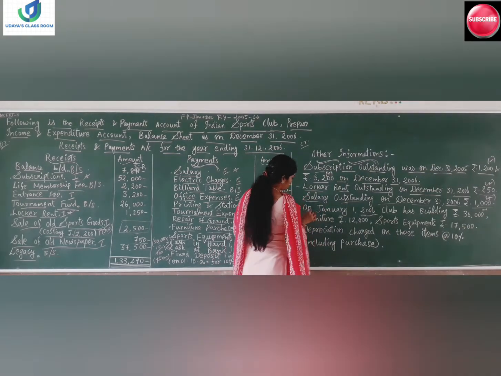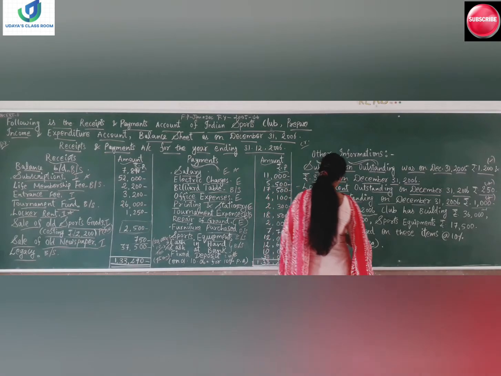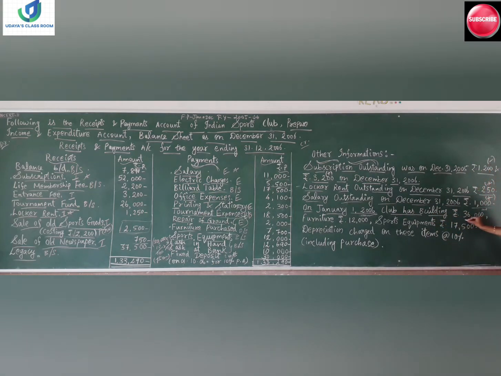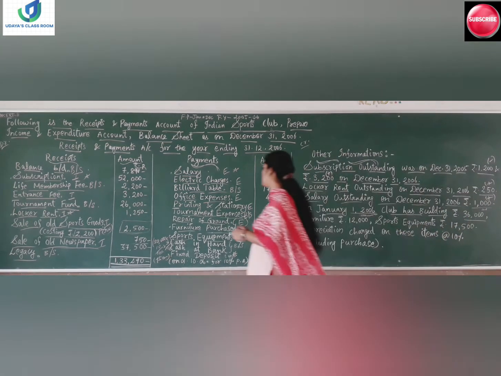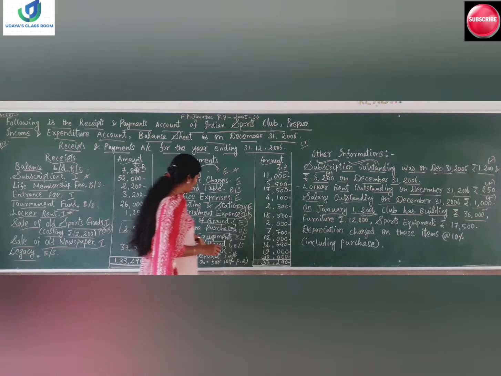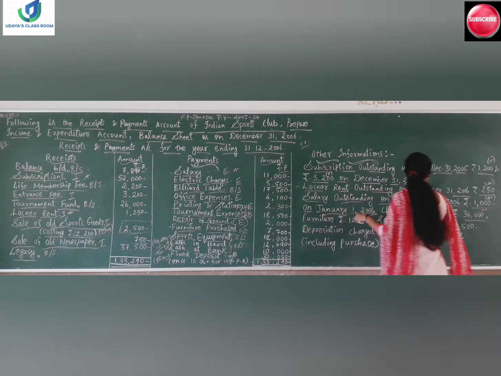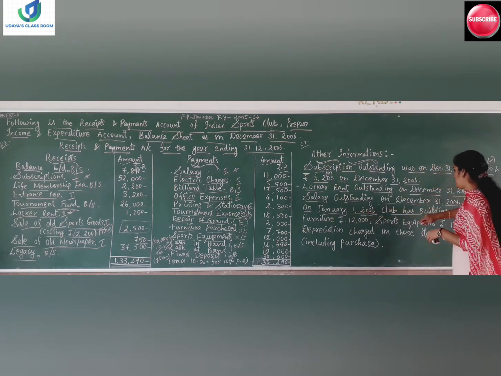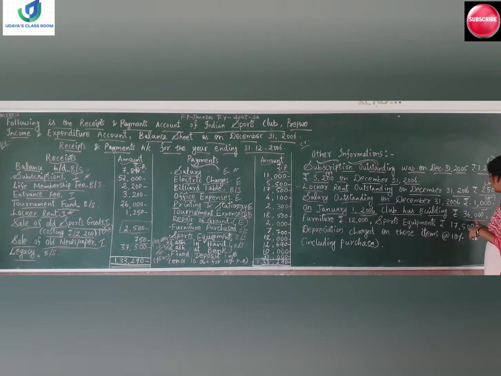And the next adjustment is on January 1st, 2006, club has building rupees 36,000. Which means the organization has got 36,000 worth of building. So do we have any building in this receipt and payment account? No, there is no building, but it was there in the beginning stage of January 1st, 2006, right? So building rupees 36,000, let it be there.